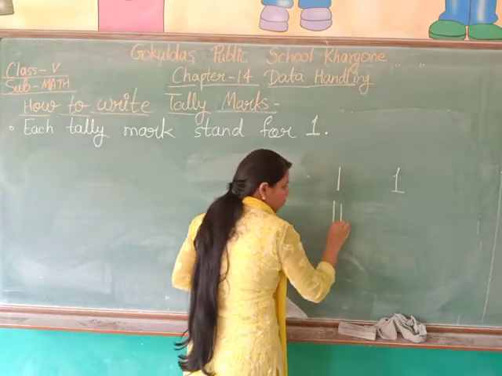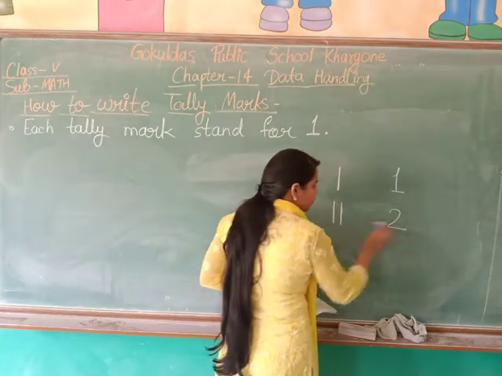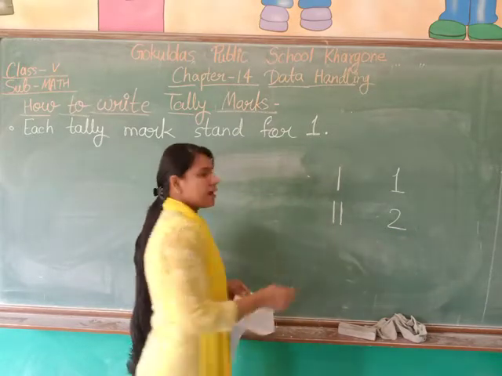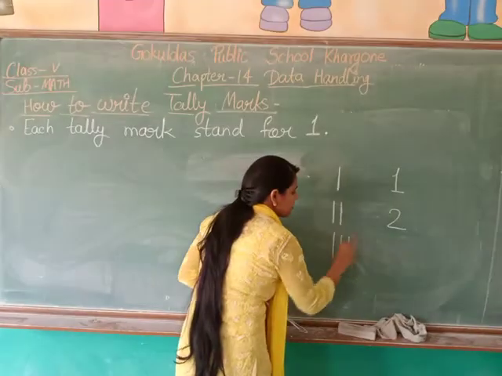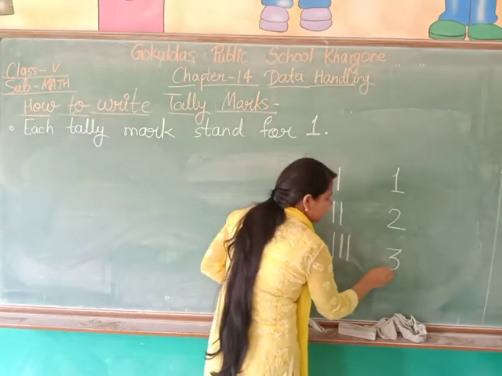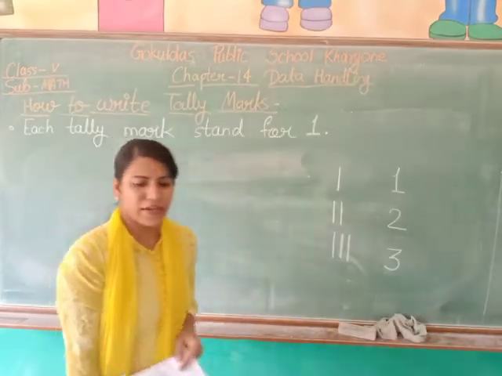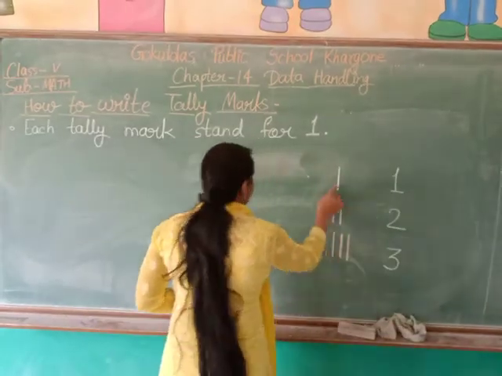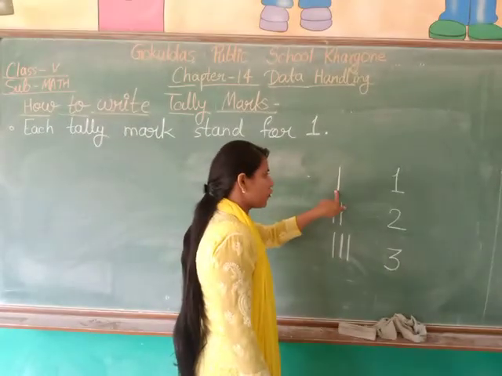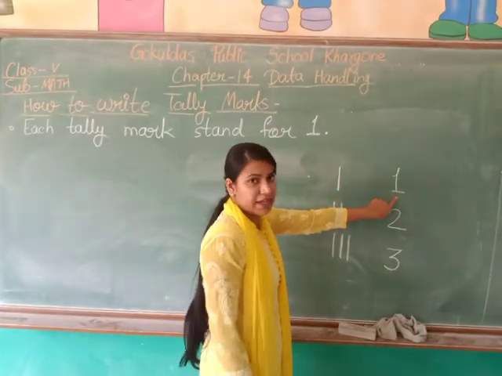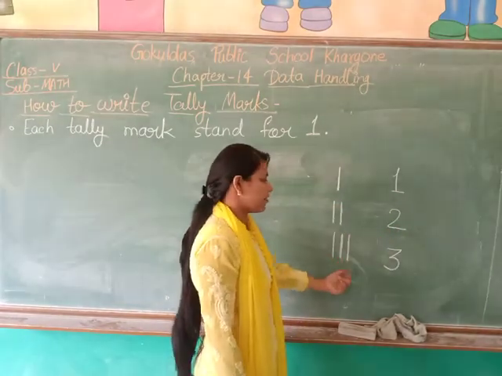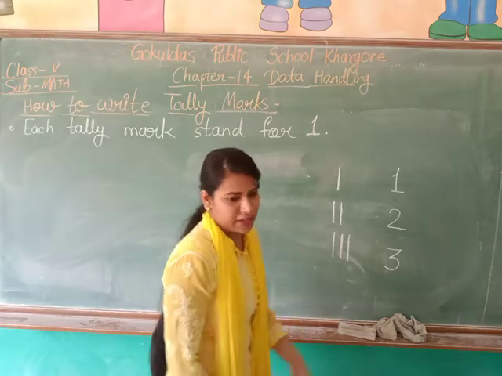Means this one tally mark means what? 1. If I draw 2 marks, these 2 sticks represent 2. What we are calling these sticks, we are calling as tally marks. If I draw 3 sticks, which means 3 tally marks, so it is representing number 3. So here what this line means, each tally mark stands for 1. So if I draw 1 stick, it is representing number 1. If I draw 2 sticks, it is representing number 2. If I am drawing 3 sticks, it is representing number 3.